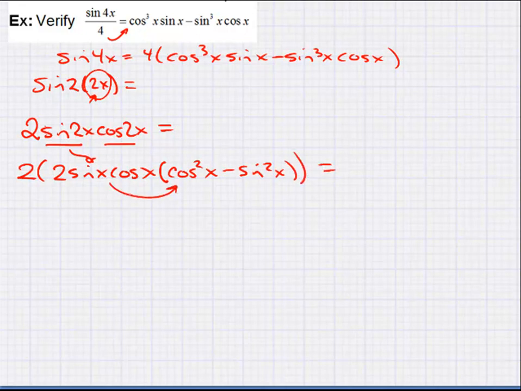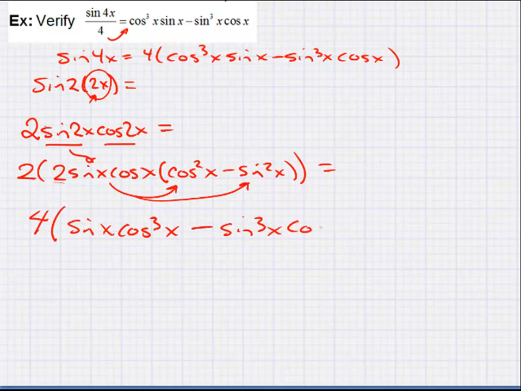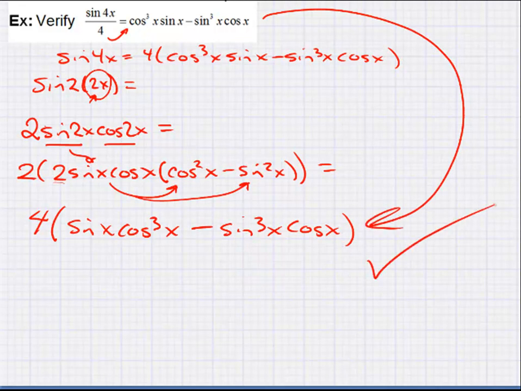Well, if I distribute this in here and multiply the 2's, I'm going to get 4 times sine x cosine cubed x minus sine cubed x cosine x, which was exactly what I was trying to turn this into. So that verifies that it's true, that one side in fact equals the other side. So this is more likely what you're probably going to be using the double angle identities for.